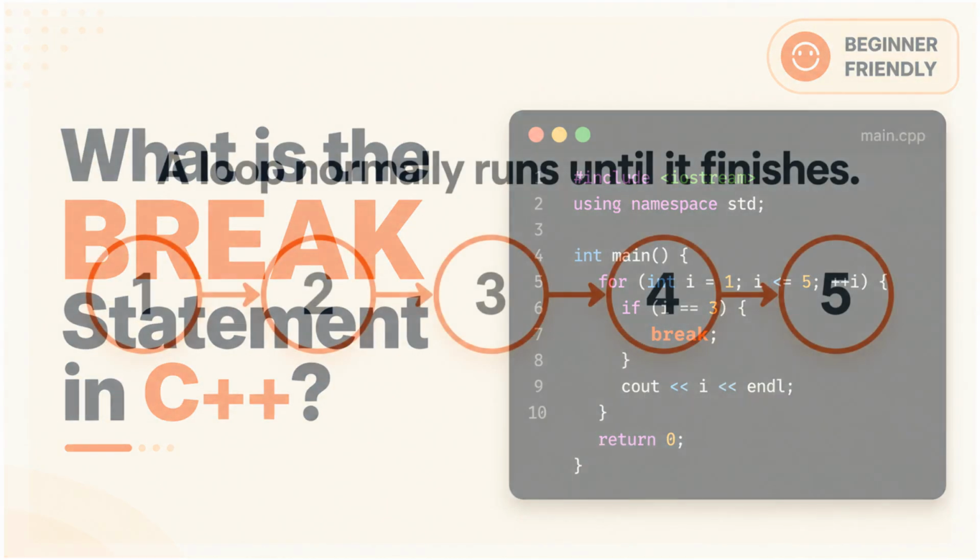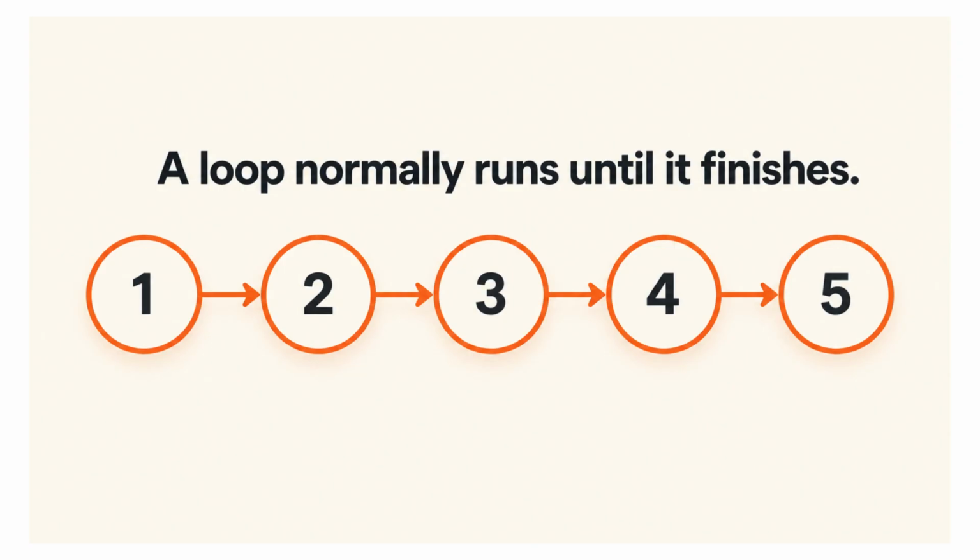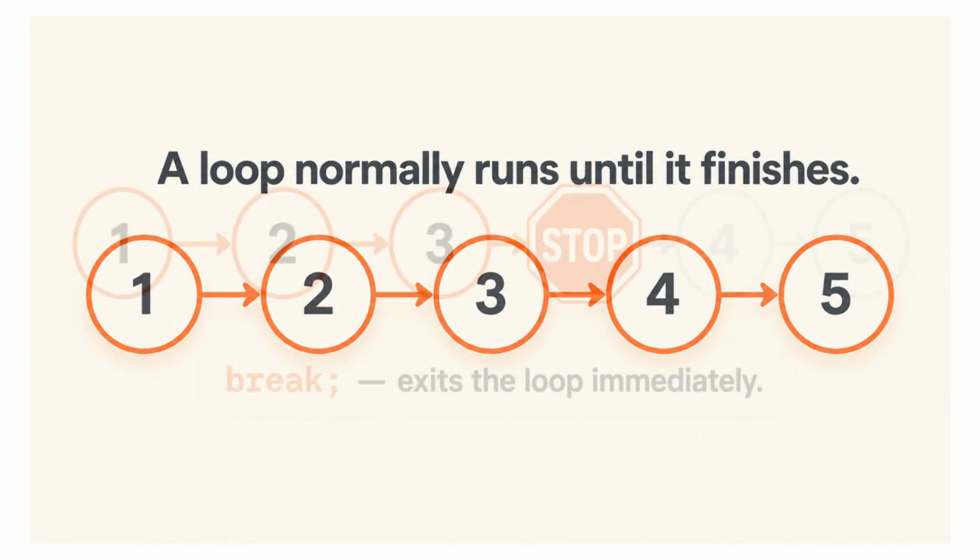Let's get started. All right, before we understand break, let's quickly remember how a loop works. A loop runs from start to finish, going through each step one by one, like 1, 2, 3, 4, 5. It keeps going until the condition we set is no longer true. That's the normal behavior. But what if we want to stop the loop in the middle? What if we found what we were looking for and there's no point continuing? That's exactly where the break statement comes in.